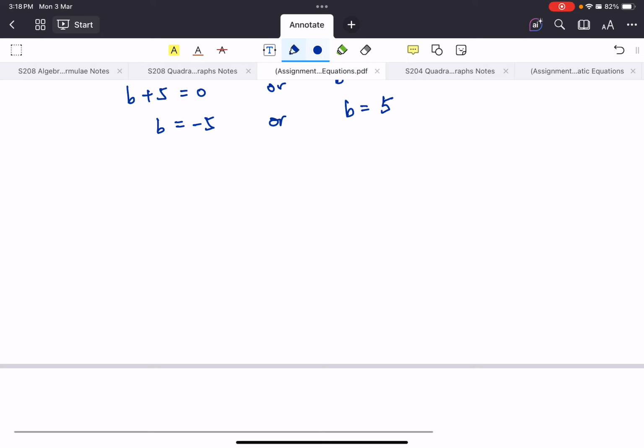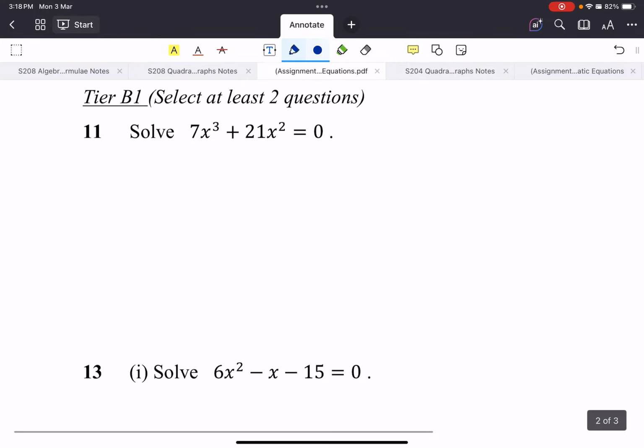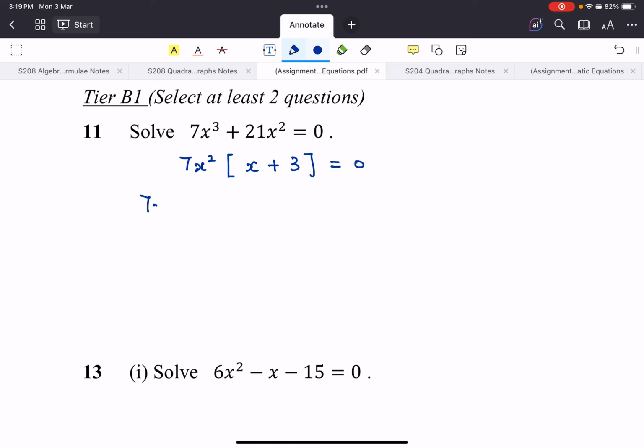Okay, moving on. Over here, we're supposed to solve another one. Again, the idea is let's try to factorize whenever we can. So I can factorize 7x squared. That seems reasonable. So 7x squared, and then I will have x plus 3. Yep, that looks like what's happening. That means 7x squared is equal to 0, or x plus 3 is equal to 0. Therefore, x equals 0, or x equals negative 3.